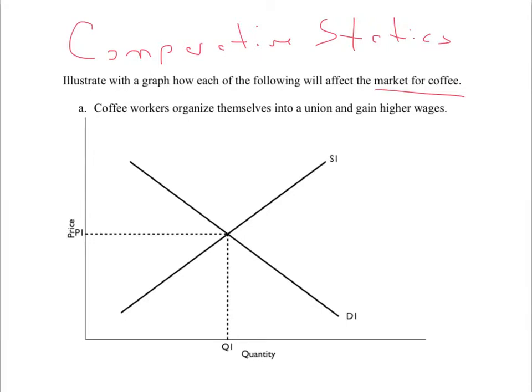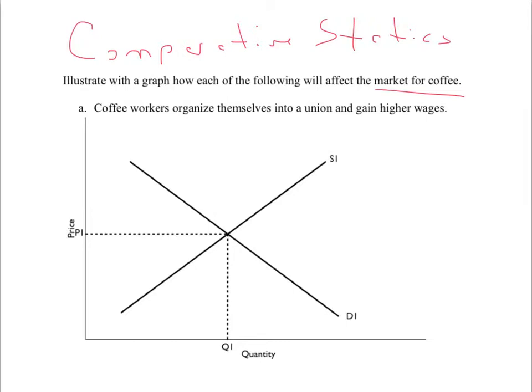Now, for each of these, you will see that I start with a diagram, and let me encourage you to do the same. Whenever you're using the supply and demand model, it's always good to take out a piece of paper, draw the graph, upward sloping supply curve, downward sloping demand curve, label your axes, price and quantity, and use the model. So in our first scenario, we're told that coffee workers organize themselves into a union and gain higher wages. Well, how is this going to affect the market for coffee?